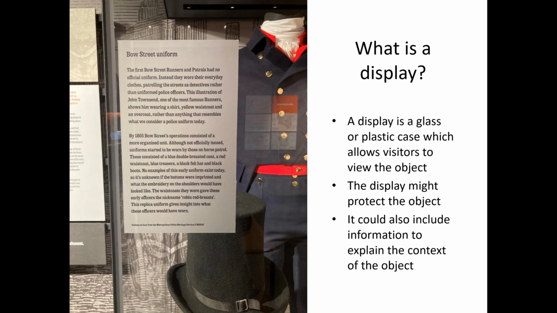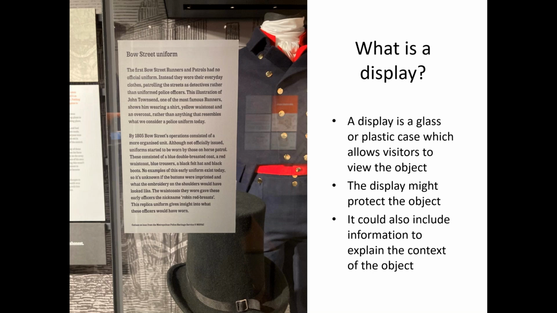So let's get into displays at this point. A display is a glass or plastic case that allows visitors to view the object. The display might protect the object. For instance, it could protect it from fluctuations in humidity and temperature, or protect it from atmospheric pollution such as salt crystals if the museum is located close to the sea. And it could also include information to explain the context of the object.